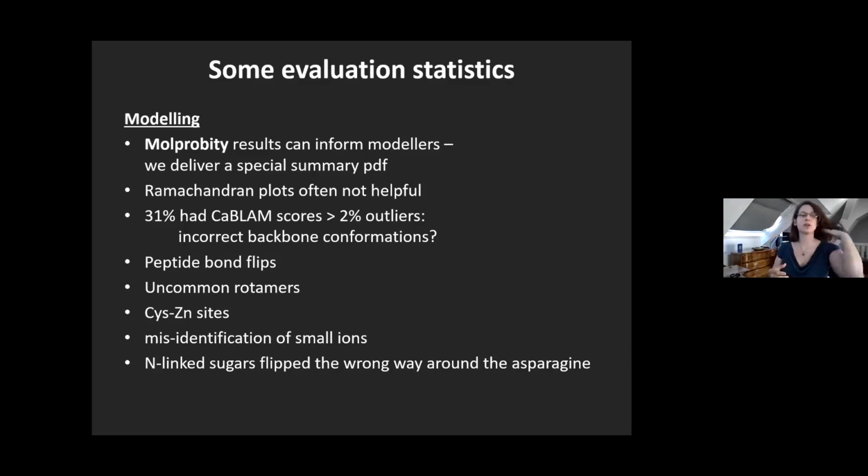We also saw, when we did manual evaluation, which was first done by Tristan Kroll, and with others joining him later, like Dale or Sam, peptide bond flips a lot, and uncommon rotamers, of course, which are easily addressed. What we also saw surprisingly often were messed up cysteine zinc sites.